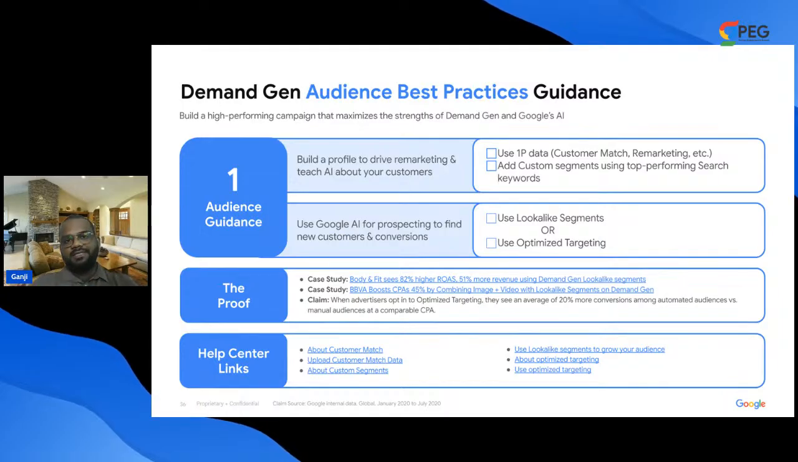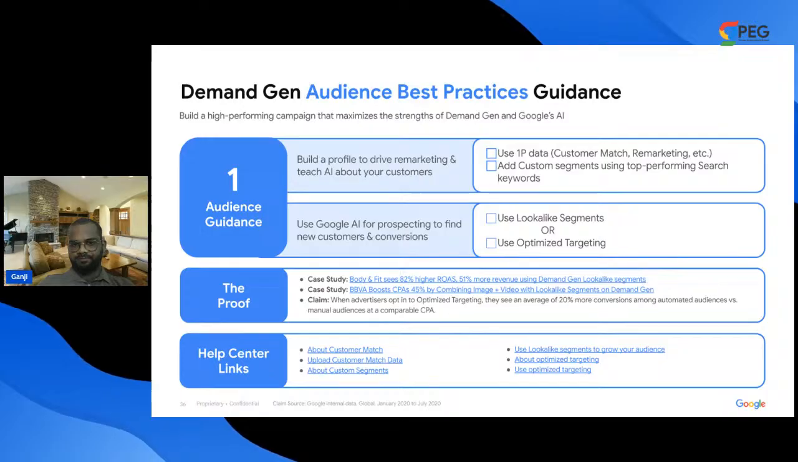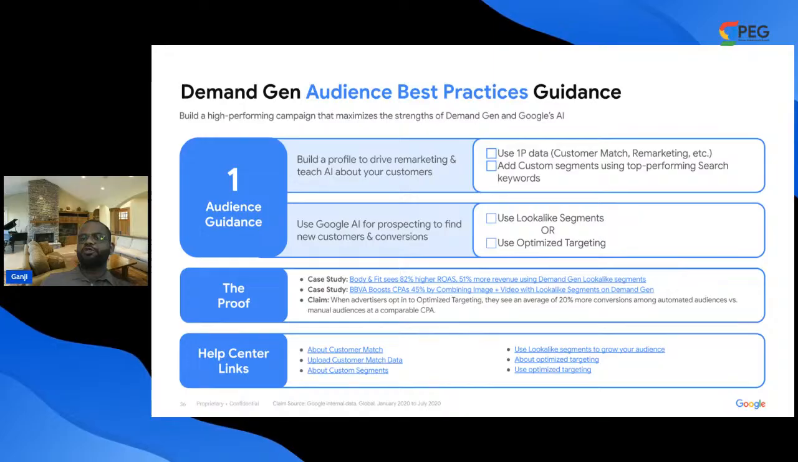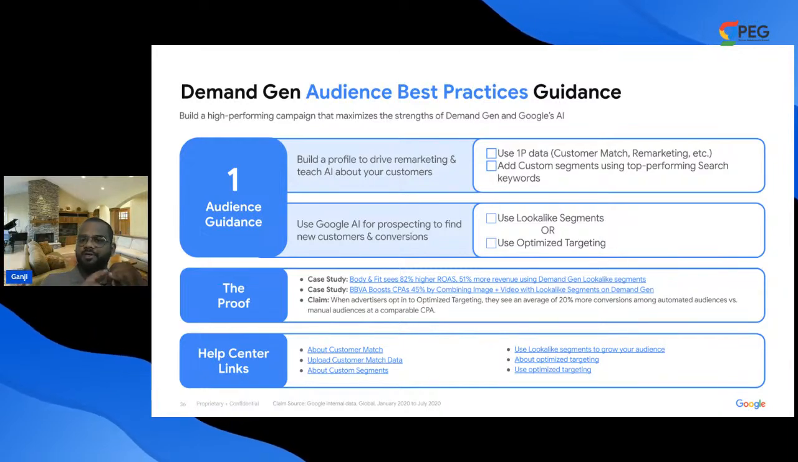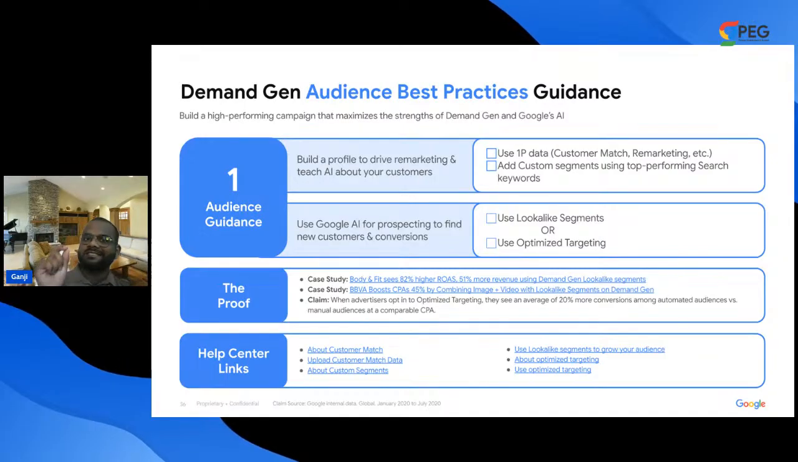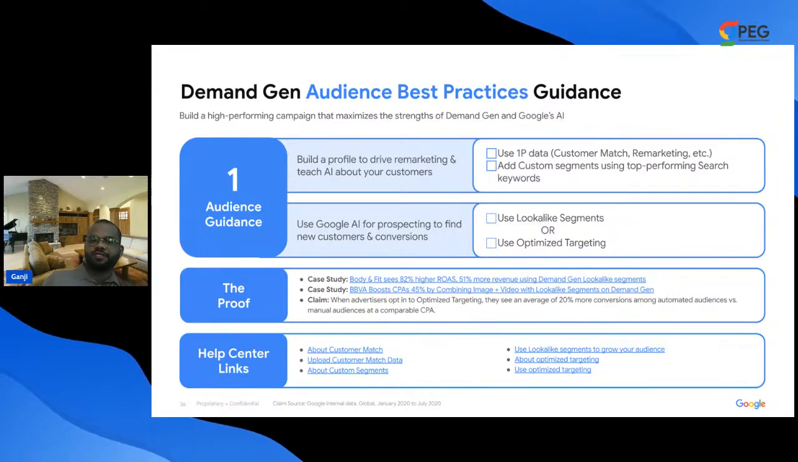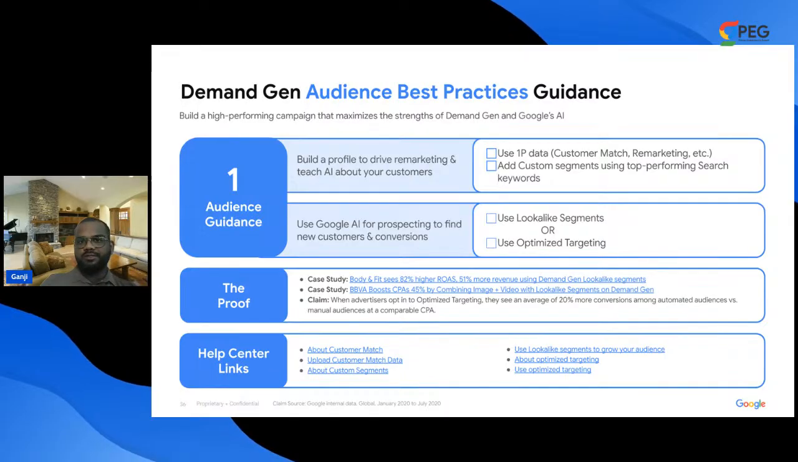Okay. Now let's try understanding the demand gen audience best practice guidelines. So, to build a high performing campaign, you should first build a profile to drive marketing and teach the artificial intelligence about your consumers. This involves using your first party data, that is your customer match, remarketing, and adding custom segments using the top performing search keywords. To use the Google artificial intelligence for prospecting to find new consumers and conversions, you can use lookalike segments or use optimized targeting.